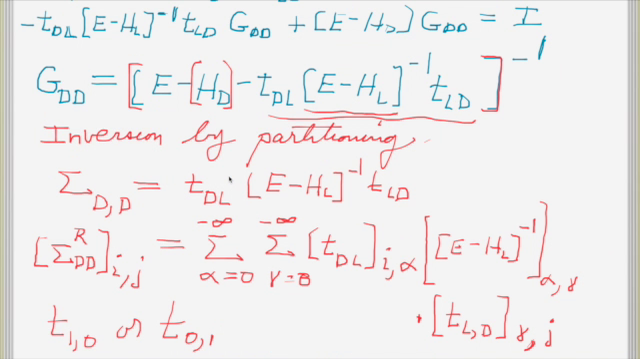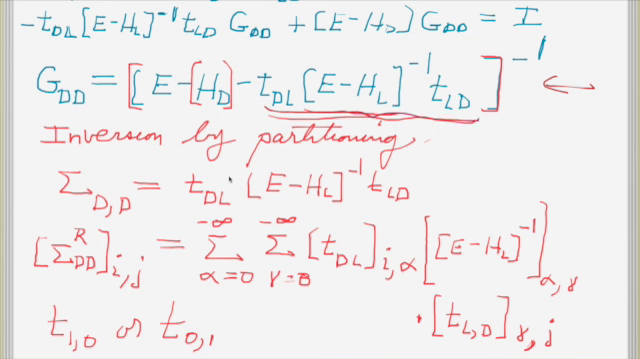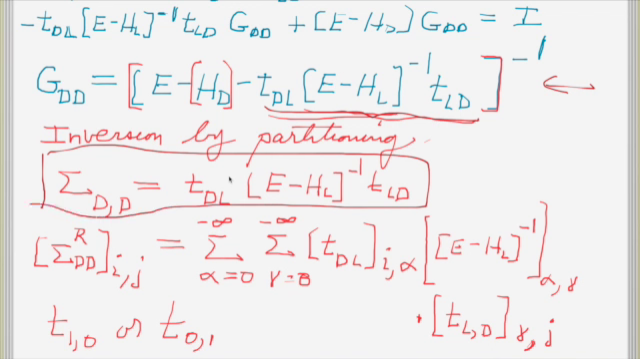And so this is just using algebra to solve for, I guess, GLD in terms of GDD, and then substituting back into this equation. From row 1, we get this equation where the only unknown is GDD, and that gives us this form here for GDD. And just by looking at it, we say this is our self-energy due to coupling to the leads. Right? This is our self-energy. The generic form of the self-energy due to coupling to, in this case, the left lead.